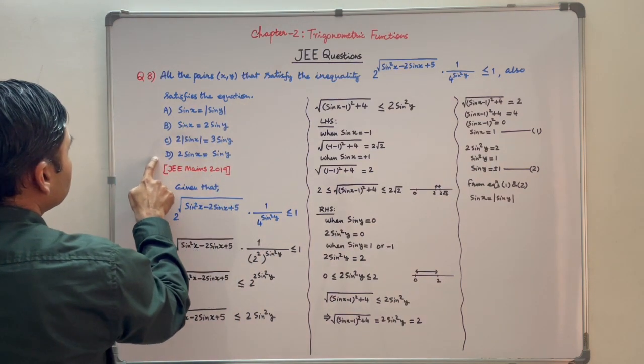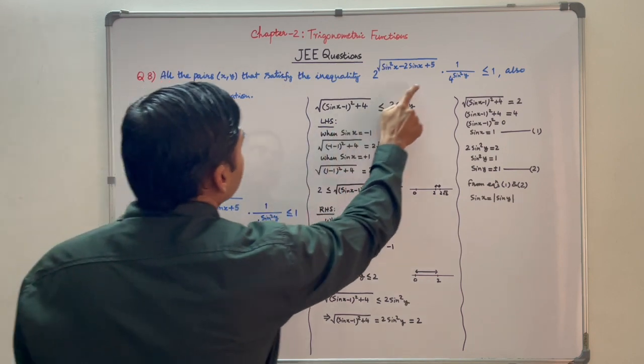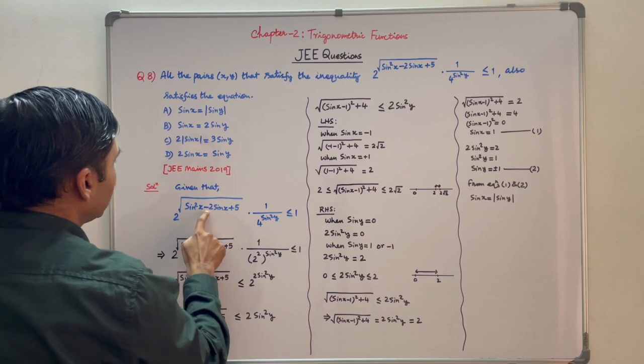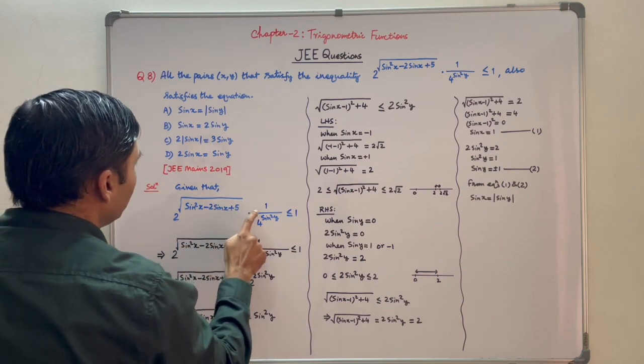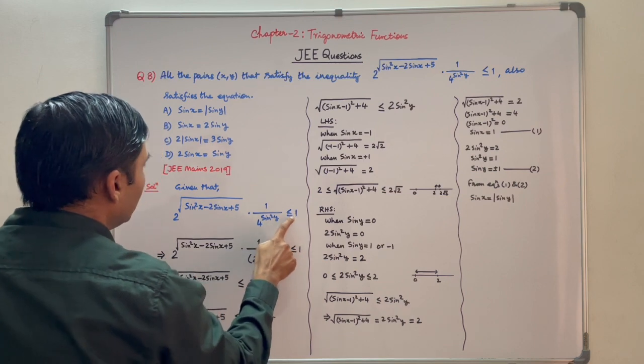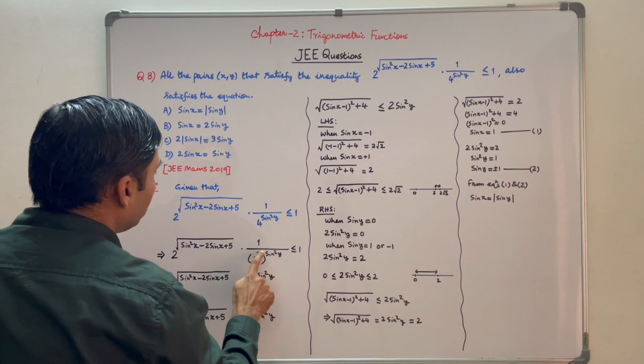These are the options given. This question appeared in JEE Mains 2019. The given inequality is 2 to power under root sin square x minus 2 sin x plus 5 into 1 by 4 to power sin square y is less than or equal to 1. 4 can be written as 2 to power 2. Now powers can be multiplied.